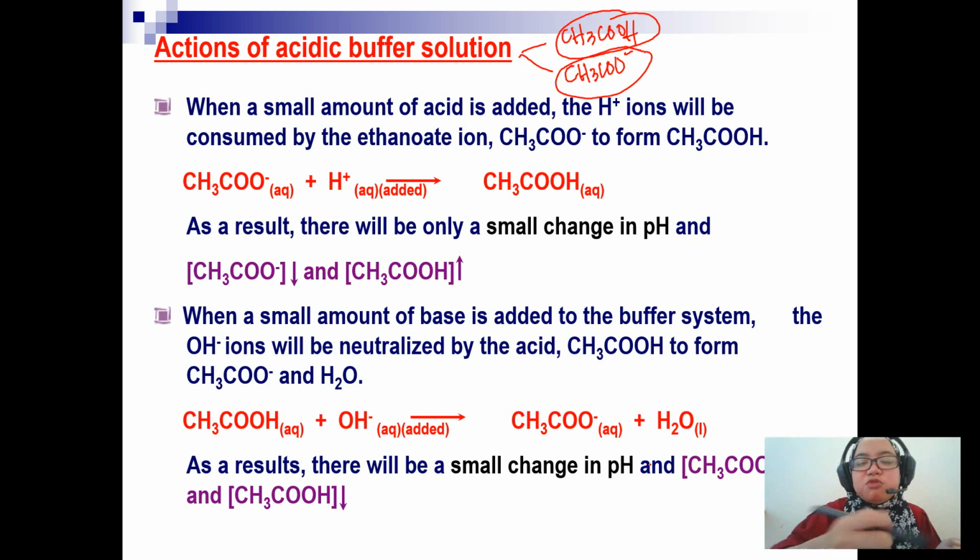Kan sama juga dengan tadi bila kita add contohnya HCl kan. Bila kita add strong acid tapi kena consume dengan ethanoate ion. So untuk form ethanoic acid balik, so macam tak ada beza. So macam kiranya dia tak ada perbezaan pH sangat lah. Ada sikit je tapi dia tak signifikan lah. So maksudnya dia still maintain its pH. So this is how acidic buffer solution react when there is a small amount of acid or a small amount of base is added into the acidic buffer solution.